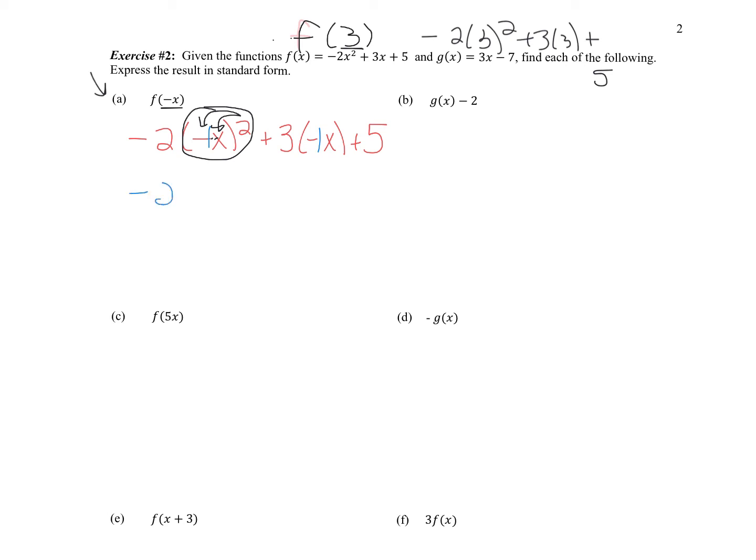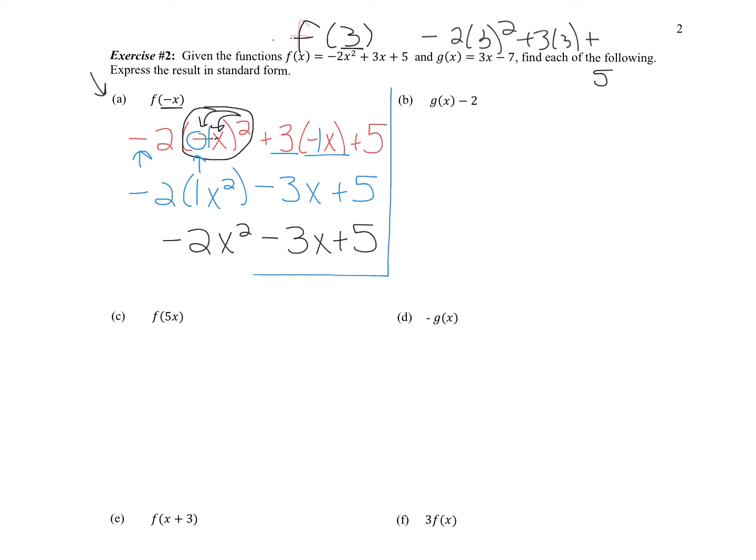So that's going to give me -2. -1 times -1 is +1 x squared. Here, 3 times -1 is -3, so we get -3x plus 5. So to simplify this front part, -2 times 1 is just -2 x squared minus 3x plus 5. So this is the function that's created when we plug in -x for the x's in f of x. Notice it would have been kind of tempting, I know I just told you what to do, to cancel out these two negative signs, but this negative sign actually goes away in the squaring process, so it doesn't end up canceling out with the front -2.